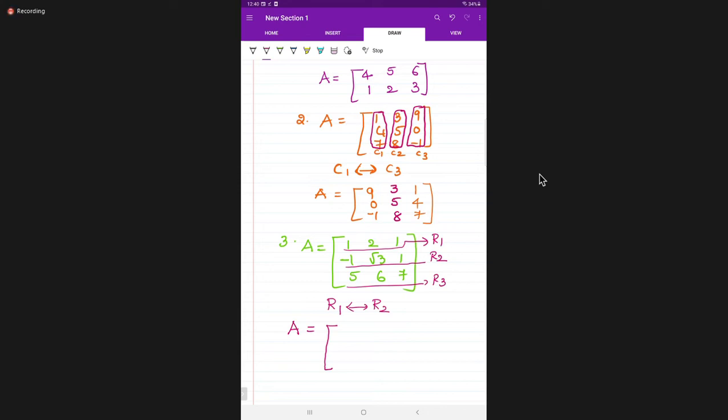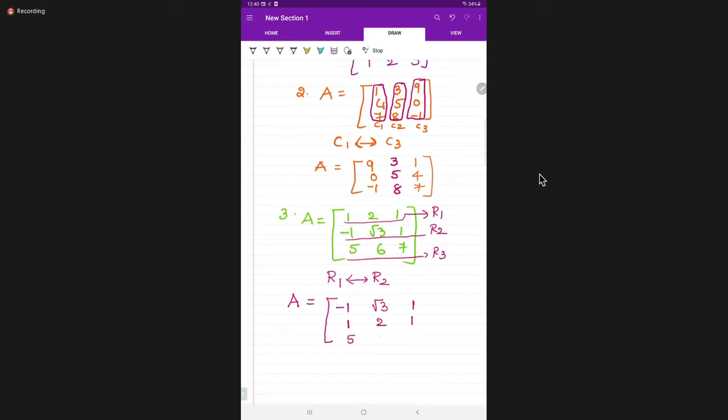In place of the first row, write the second row: 1, -1, √3, 1, then 1, 2, 1. Very good. In place of the second row, write the first row 1, 2, 1. It is interchanging R1 and R2. But R3 I am not changing, it stays as it is. Is it clear now, all of you? Yes, ma'am.